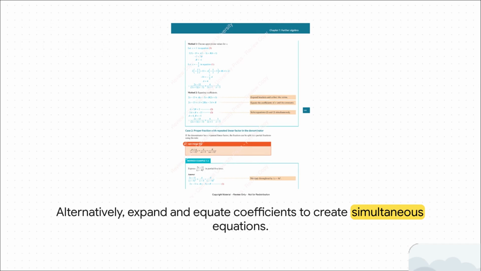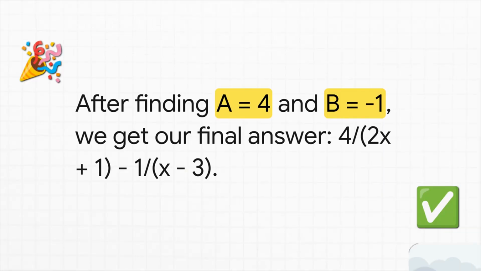Then you just match them up with the left side. So a plus 2b has to equal 2, and -3a plus b has to equal -13. That gives you a pair of simultaneous equations, which you can solve to get the exact same answers for a and b. So we found a is 4 and b is -1.